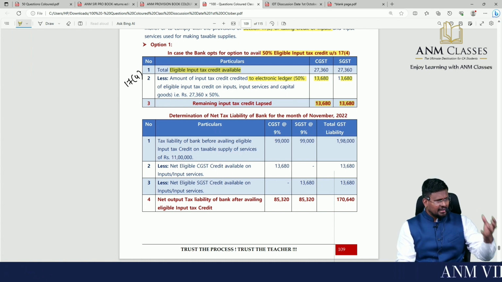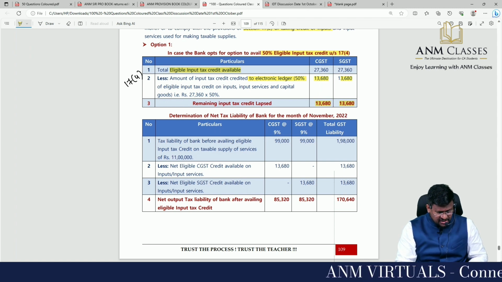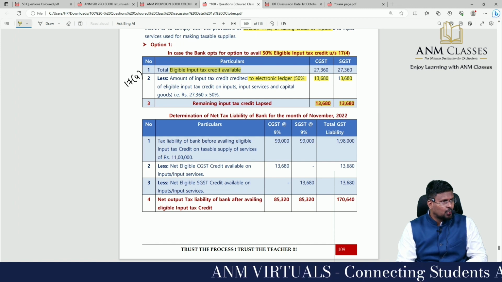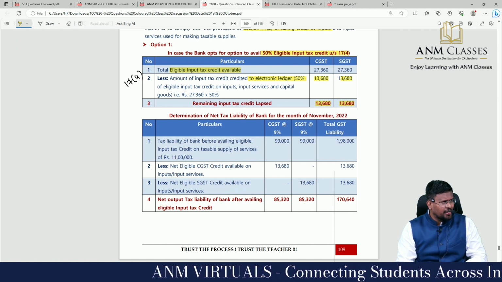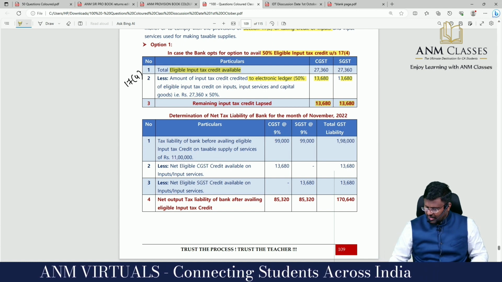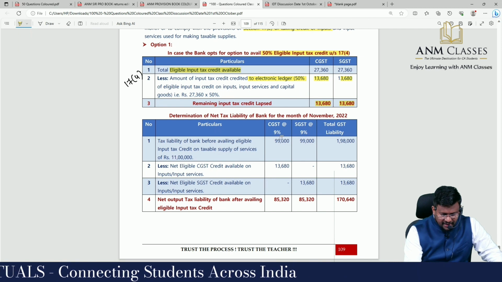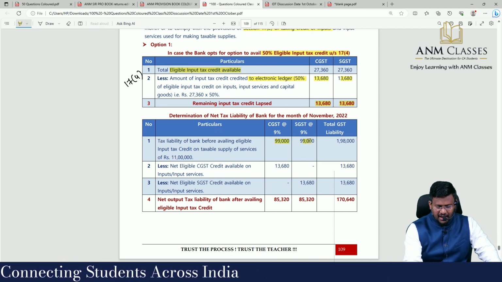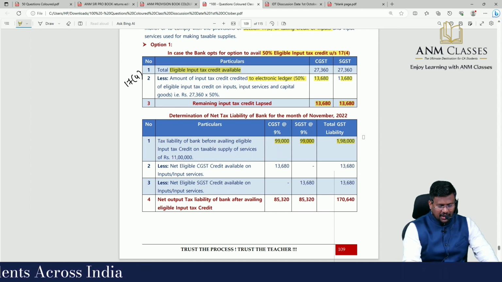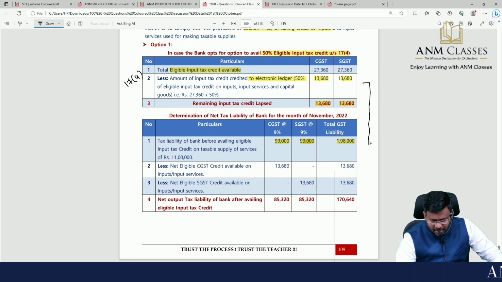Correct? Taxable how many lakhs? 11 lakhs. What percent CGST? Total how much percent? 9% CGST, 9% SGST. 11 lakhs into 9% comes to 99,000 CGST and 99,000 SGST. Total comes to 1,98,000. This is the total output tax liability. Correct?